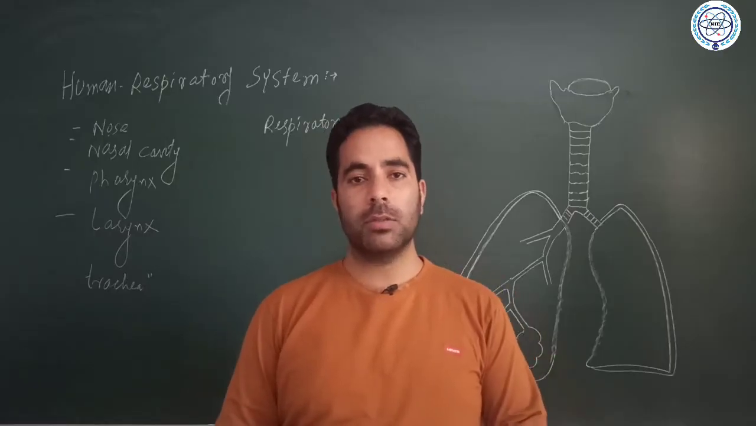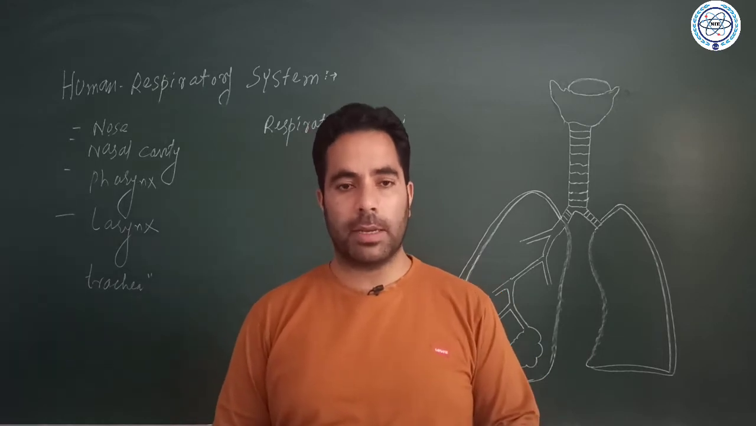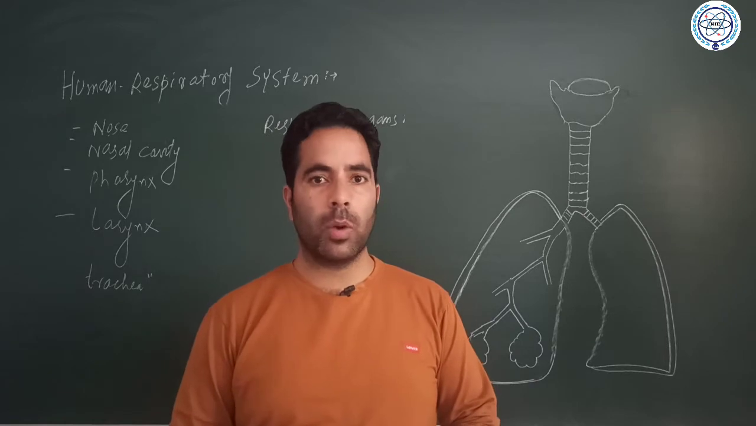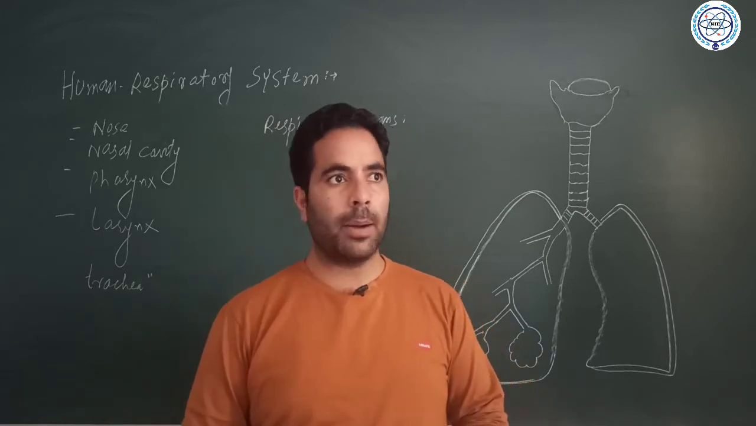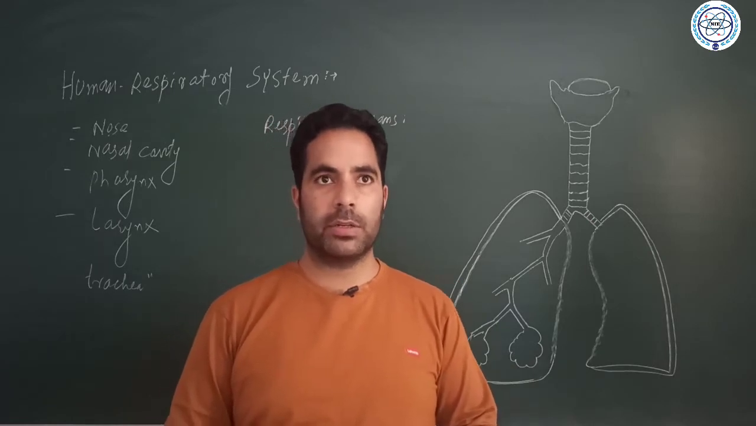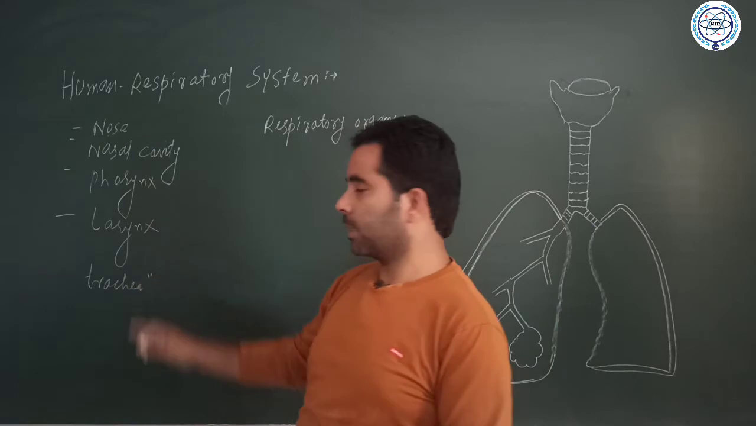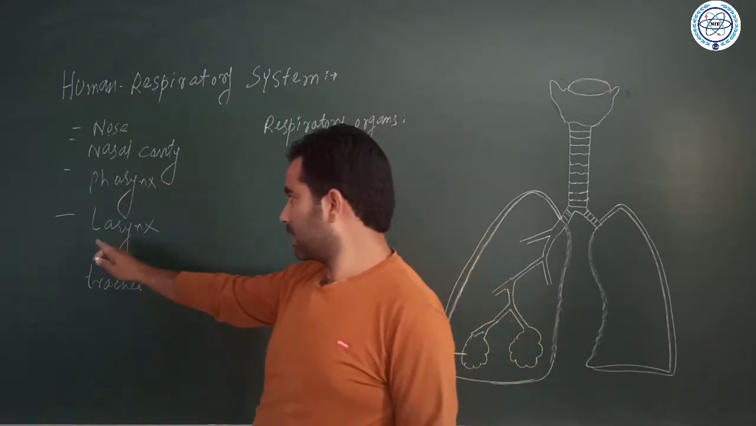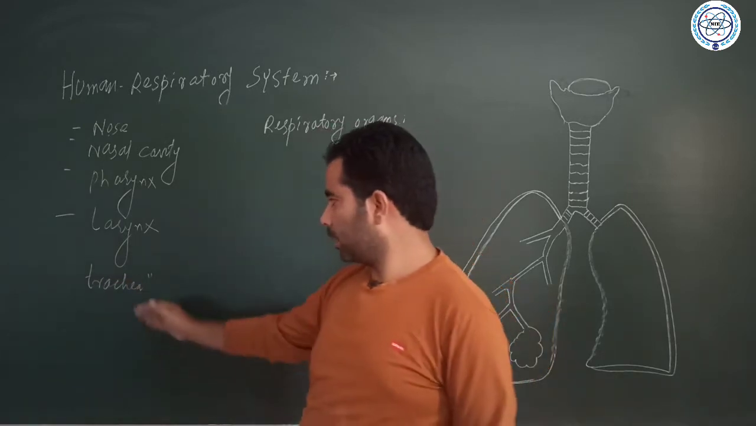Hello dear students of class 11th, we have already discussed in the last lecture the first part of the respiratory system, where we discussed the various structures of the respiratory tract, upper respiratory tract and lower respiratory tract. So far we have discussed the nose, nasal cavities, pharynx, and we have described the structure of the larynx, that is the voice box, and the trachea.